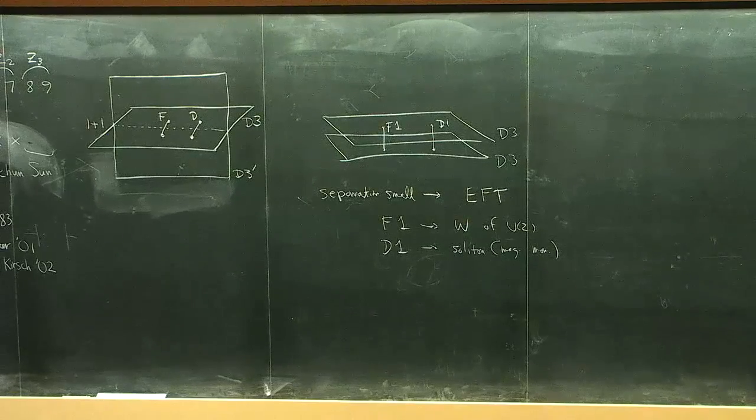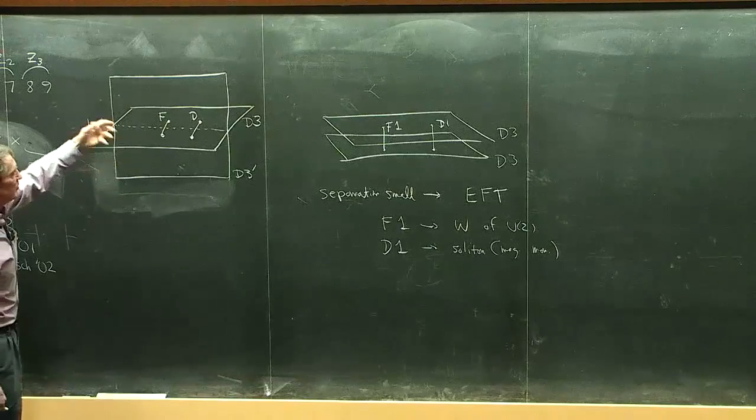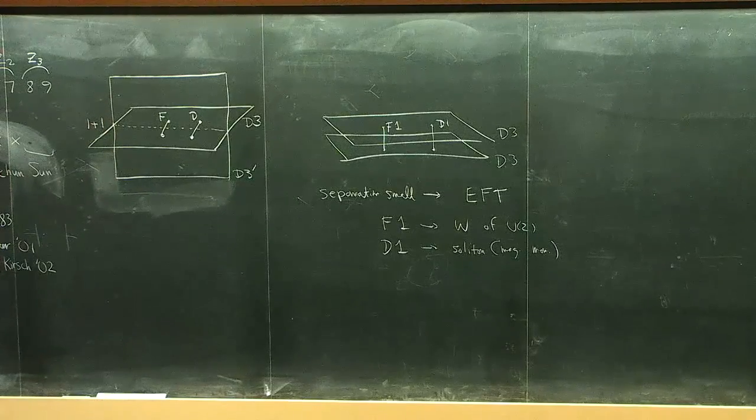So we take the separation small in these directions, the stretched strings, they're still BPS, so they don't disappear from the spectrum or do anything funny. They become light, and so they should be represented in the effective field theory. And now the question is, how does the magnetic object appear there?